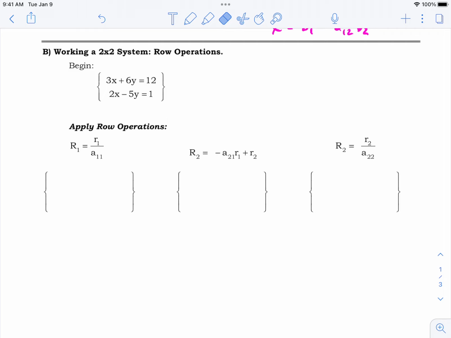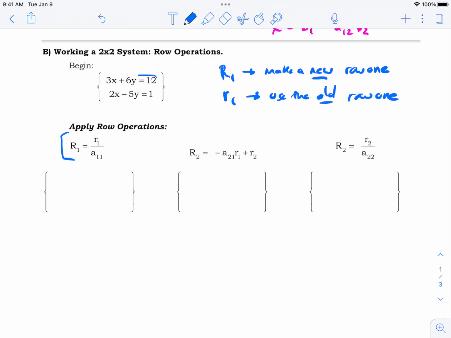What is this saying? Capital R1, maybe I'll write this up here. Capital R1 means make a new row 1. Little r1 means use the old row 1. We're getting ready to change row 1. Right now, row 1 is this. Right now, that is our old row 1. We're going to make a new row 1, which we're going to call capital R1. Okay, so we're about to change this little system of equations. We're on our way towards the simplified form we were looking at.